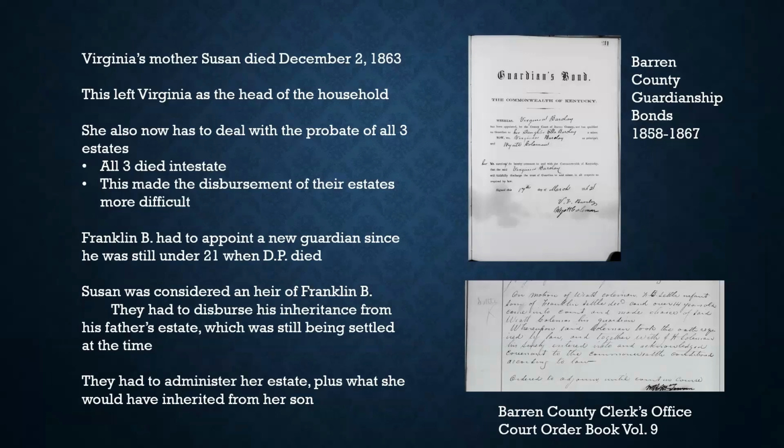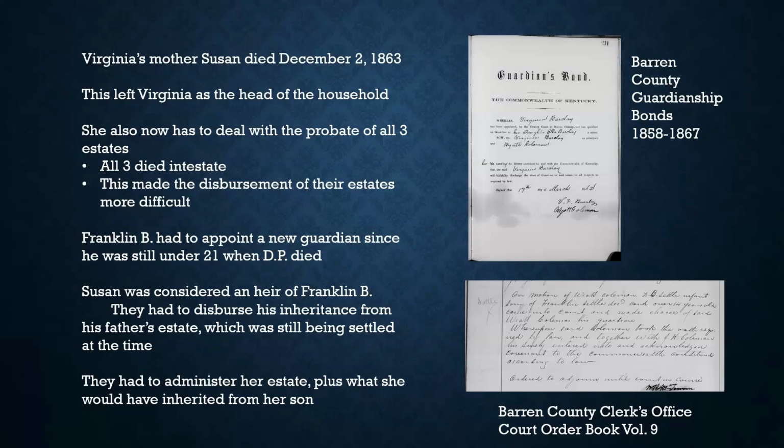It's a little odd that her husband didn't have a will because a lot of men when the Civil War broke out did write out quick wills before they went off or enlisted. Apparently, he didn't. So because there's no wills, this is going to make the administration and disbursement of their estates more difficult. When DP died, Franklin actually had to appoint a new guardian because he was still under 21 at the time, and DP was his guardian.